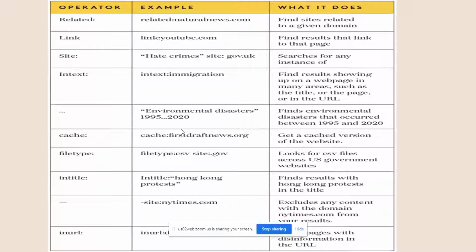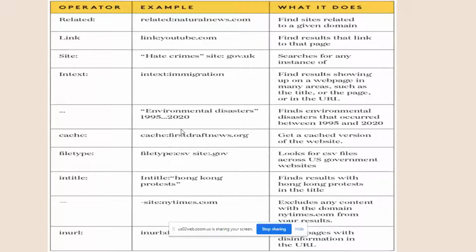In text, find results showing up on a web page in many areas such as title, page, URL. So if you write in text colon immigration, it will give you all the results wherein this particular word was used, whether it was text or headline. Then of course, an important one, in title. You want to search for the articles wherein that particular keyword was used in the title, which is very important when you are doing research.